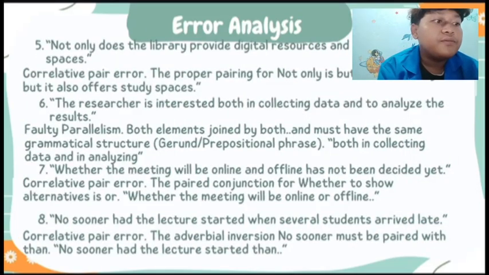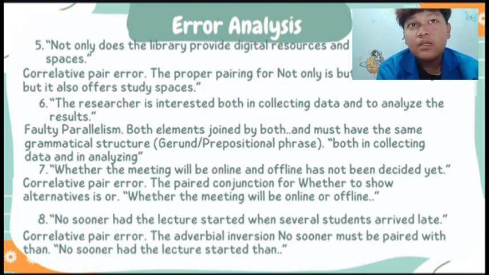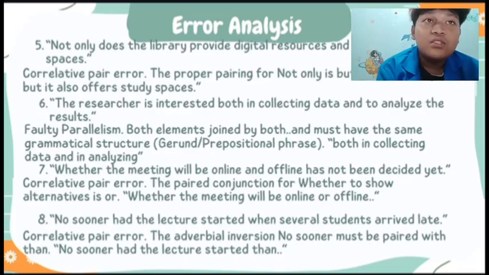Next, number five. Not only does the library provide digital resources and also offer study space. Correlative pair error. The proper pairing for not only is but also. So it should be not only does the library provide digital resources, but it also offers study space.